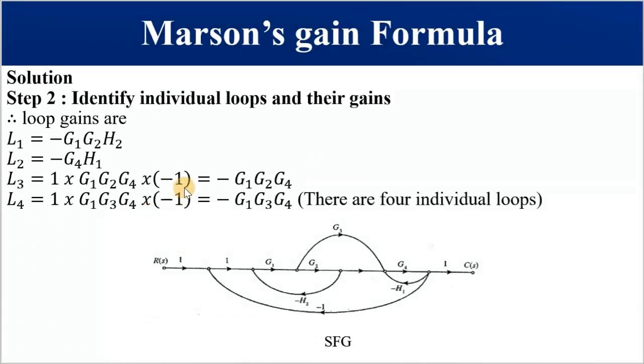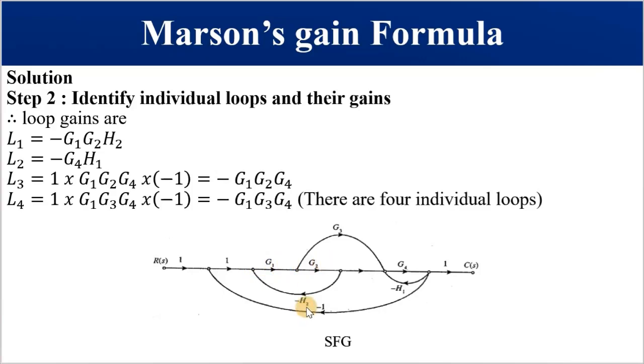After identifying forward paths and their gains, we proceed to find the individual loops and their gains. Guys, what you call L1, L2, L3, we don't care, as long as you are identifying each loop. I have called the first loop L1. L stands for loop, and this is my first loop, from this node and back to this node. So we are going this way. We call this a loop. So it is G1, G2 and minus H2.